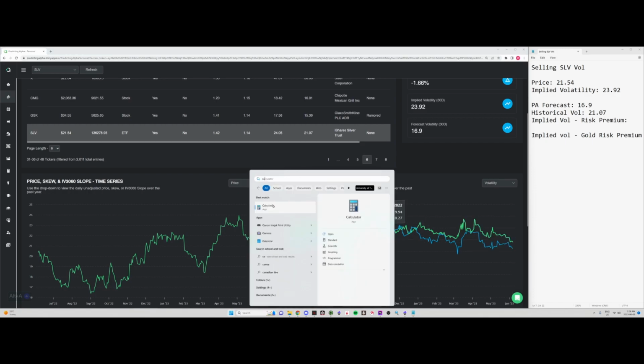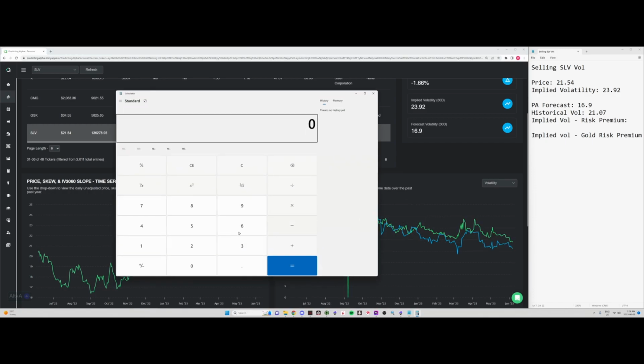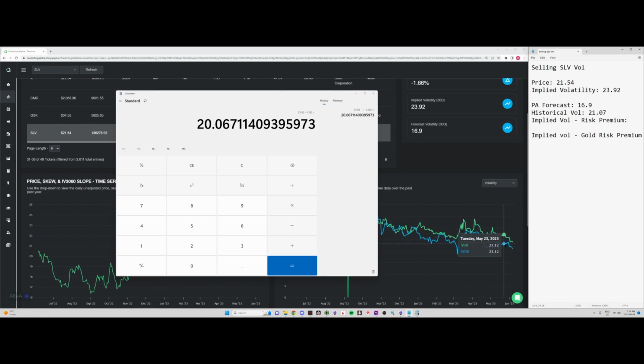Open up our calculator. 23.92, we divide this by 1.19 and we get about 20% vol. So that tracks with historical vol. I guess the market's just expecting roughly 20% vol and then adding their usual premium on top. That makes sense and tracks with what we're seeing in the historical vol anyway.